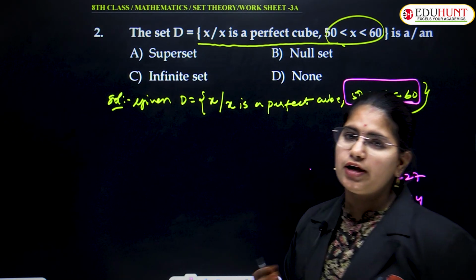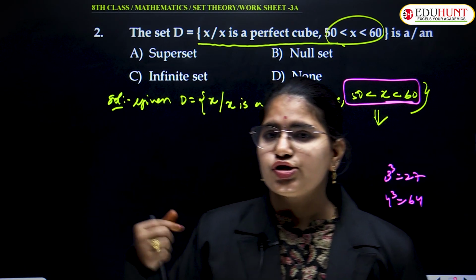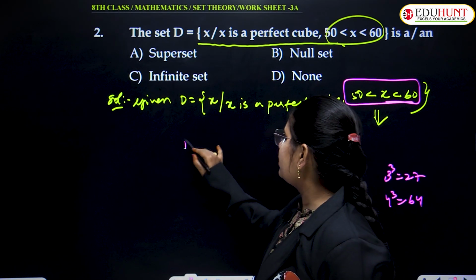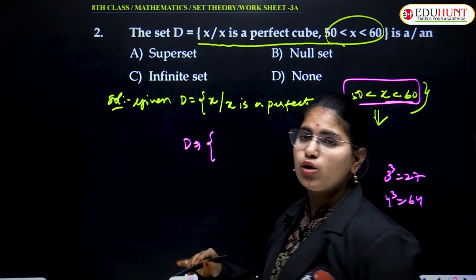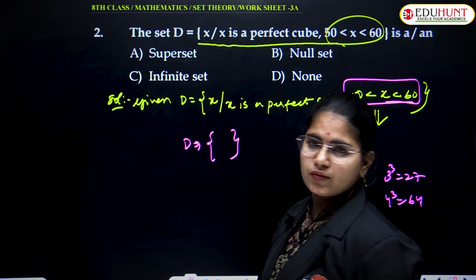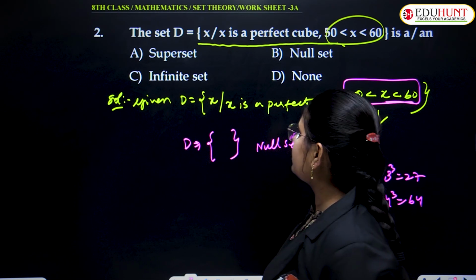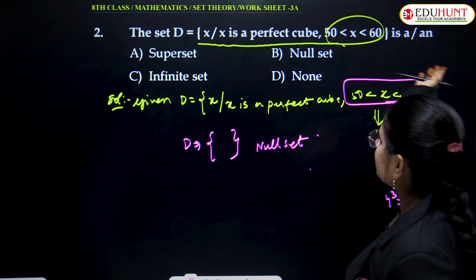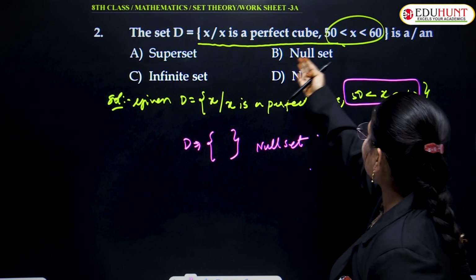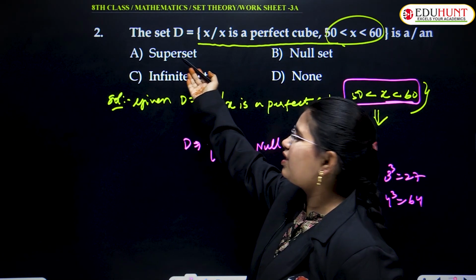So you cannot find any such perfect cubes in the given interval. That means we will not have any elements, right? So it will be a null set. If you are having a null set, what were they asking? The set D, a perfect cube, is not even a superset.